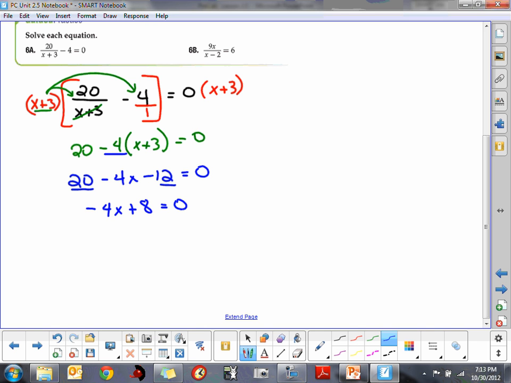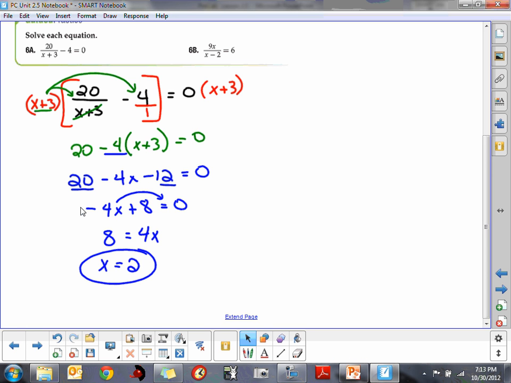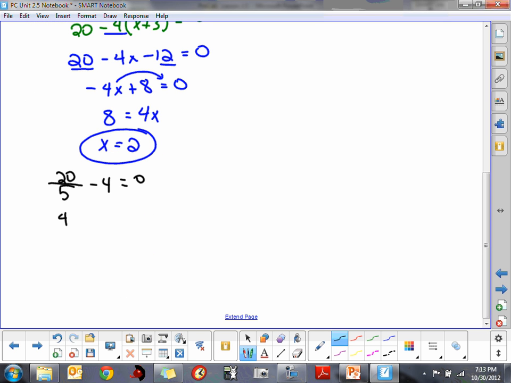My preference would be to make the x's positive, so I'm going to leave the 8 on the left, move the 4x to the right, so I'm going to add the 4x. So that means x is equal to 2. So we found a solution. What we want to do is make sure we plug it back in and make sure that it does give us the correct solution. So if we put in a 2 for x, 2 plus 3 is 5, so it's 20 divided by 5 minus 4 is equal to 0. Well, 20 divided by 5 is 4, so we have 4 minus 4 equals 0, and our solution checks.